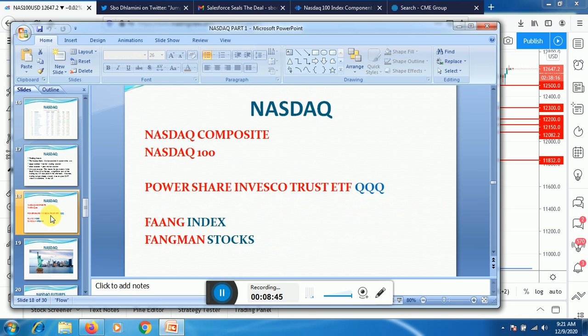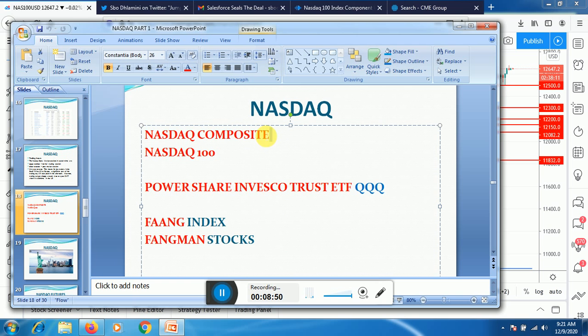So just to do a quick recap, we spoke about the NASDAQ Composite, and then we spoke about the NASDAQ 100, and then the ETF, which tracks the 100 largest companies. And then we spoke about the FANG index, which is Facebook, Apple, Amazon, Netflix, and Google. And then the FANG index that includes Facebook, Apple, Netflix, Google, Microsoft, Amazon, and Nvidia.